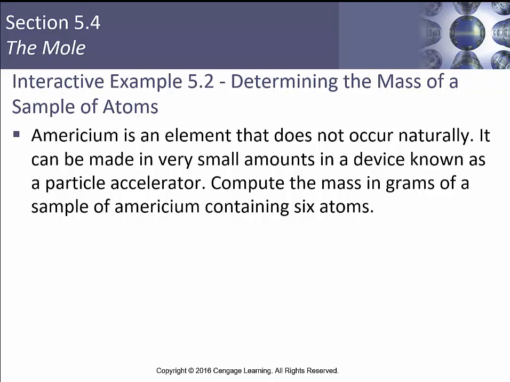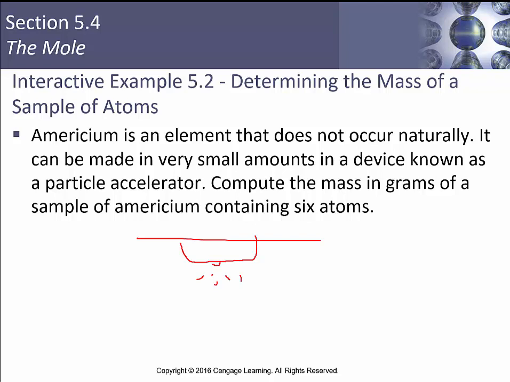Determining the mass of a sample of atoms. Americium is an American, and it's the most American of American elements. It's got a party in the front. It's got a party in the front and the back. It's the element that does not occur naturally. It can be made in very small amounts in a device known as a particle accelerator. You probably have a sample of americium somewhere nearby because these are also found in smoke detectors.